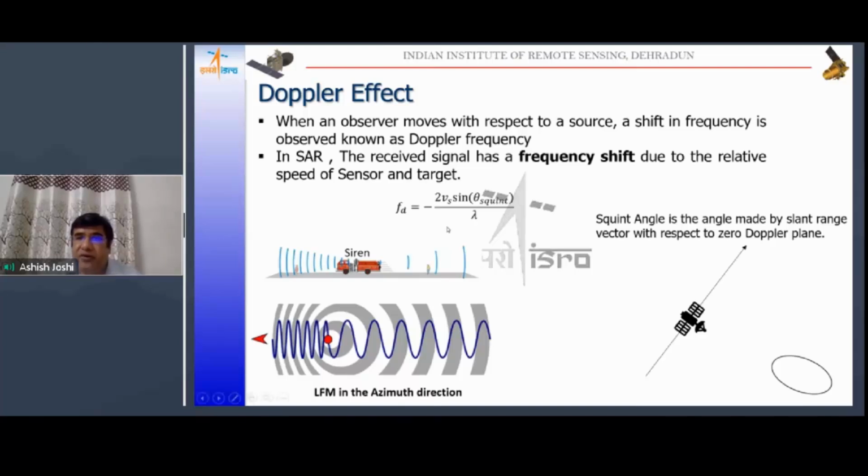So what is the squint angle? Squint angle is the angle made by the slant range with respect to the zero Doppler plane. If it is looking exactly in this direction, then it is called the zero Doppler, meaning it is looking exactly at this position. But if it is looking in another direction, then the angle it makes with respect to the zero Doppler is called the squint angle.